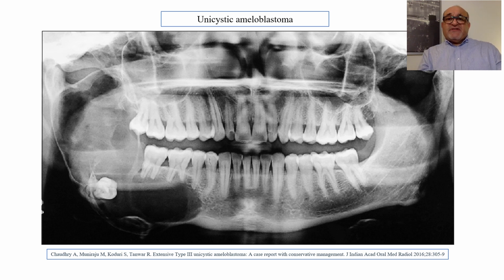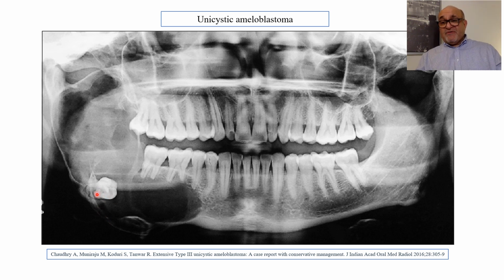Here is another case of a unicystic ameloblastoma, where you can see the lesion extending from here up till here. It goes up to the posterior border of the ramus of the mandible. It involves the sigmoid notch and the coronoid process, goes all the way up to here, and down to the anterior border of the ascending ramus. Then it involves the area of the molars and premolars, and goes down to cause thinning and expansion of the mandible, and here it is associated with an impacted molar.